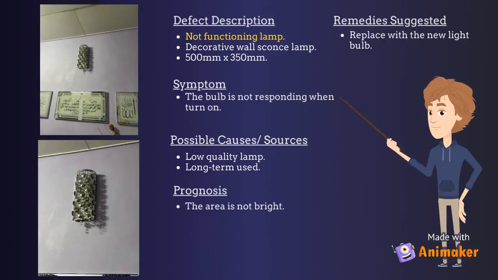The next defect is not functioning lamp. The symptom is the bulb is not responding when turned on. The possible causes are low quality lamp and long term use. The prognosis is the area is not bright. Remedy suggested is replace with a new light bulb.